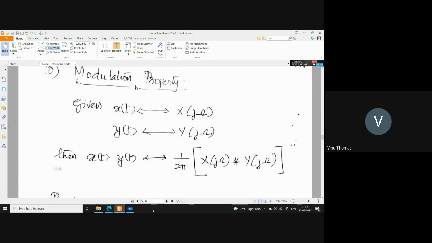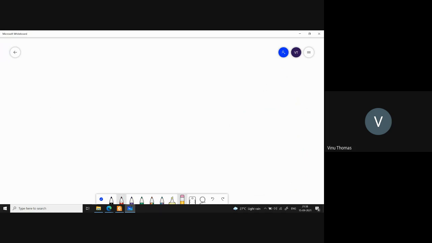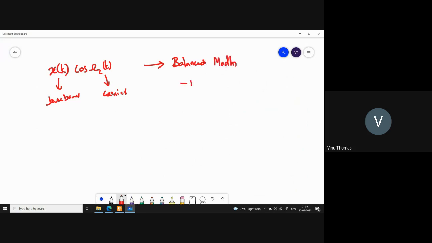We call this the modulation property because later, when you study papers on analog communication, you will understand that if I multiply a signal by, let us say, cos omega c t, where x of t is the baseband, which is a low frequency, and cos omega c t is the carrier, which is a high frequency, we call this process balanced modulation. And the resultant wave you call a double sideband.